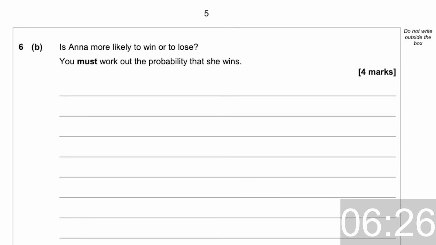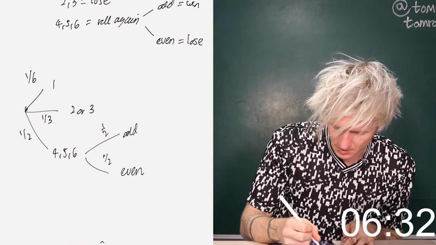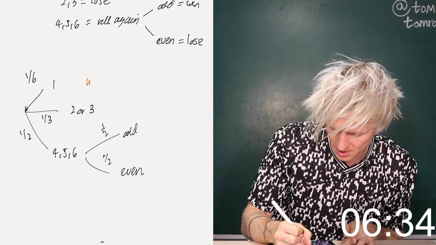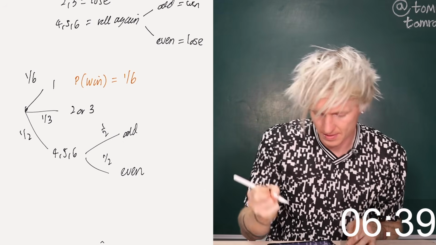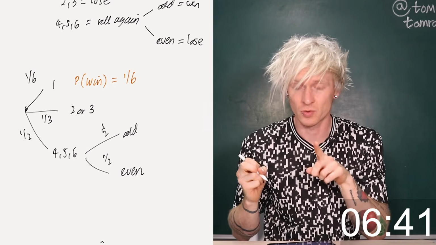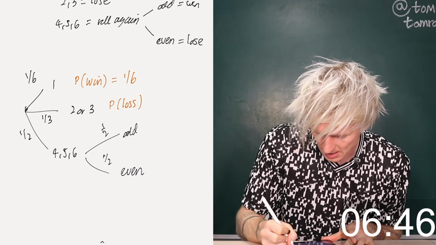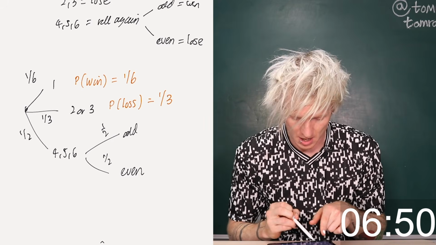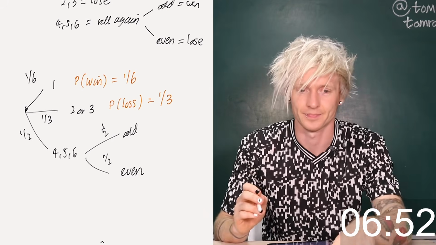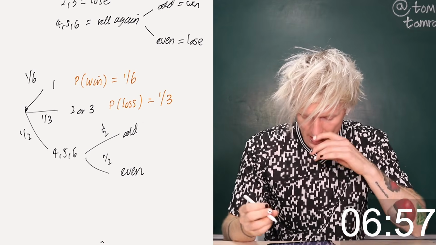So what do we know here? Let's use a different colour. I know that if she rolls a 1, she wins. So this is a win, and the probability of that win is 1 out of 6. If she gets 2 or 3, immediately she loses. So the probability of that loss is 1/3. Now, the other ones, so she's got a half and then a half. What did she do if she got odd? I wrote it at the top. Odd is a win, so this is a win again.